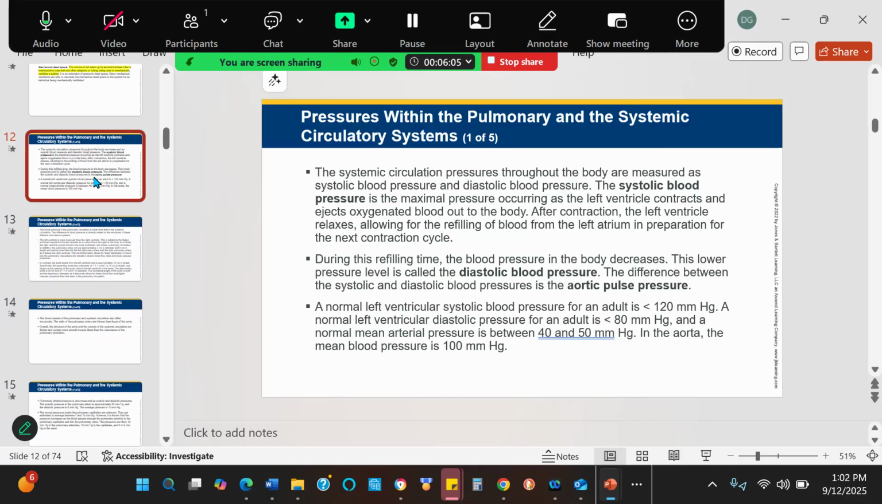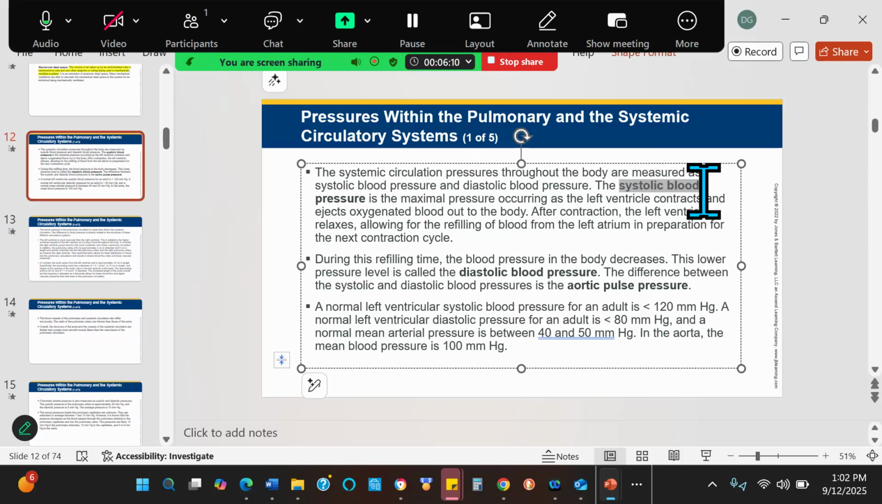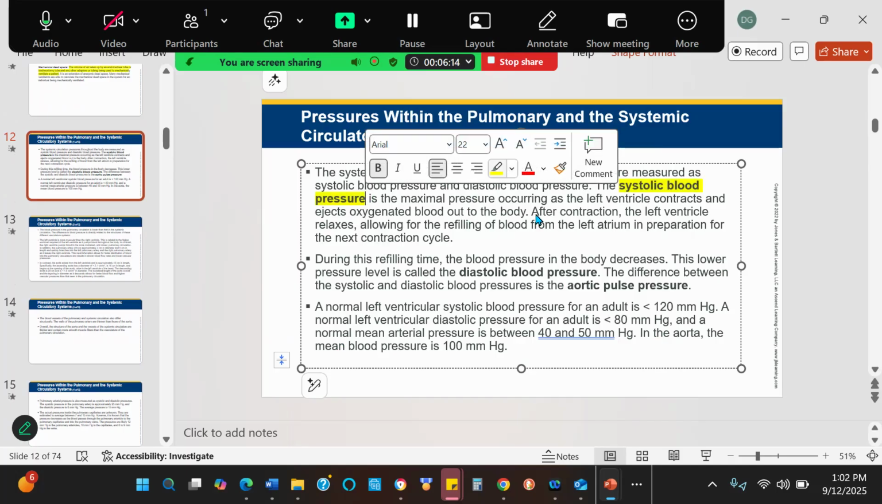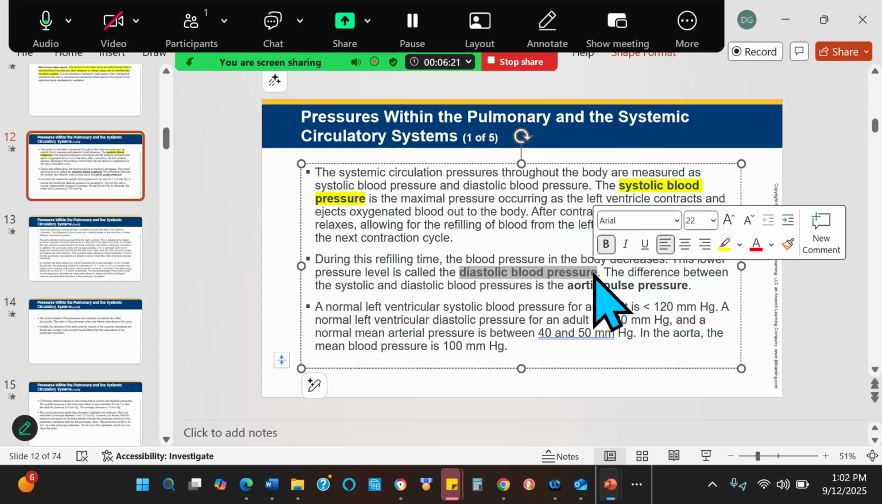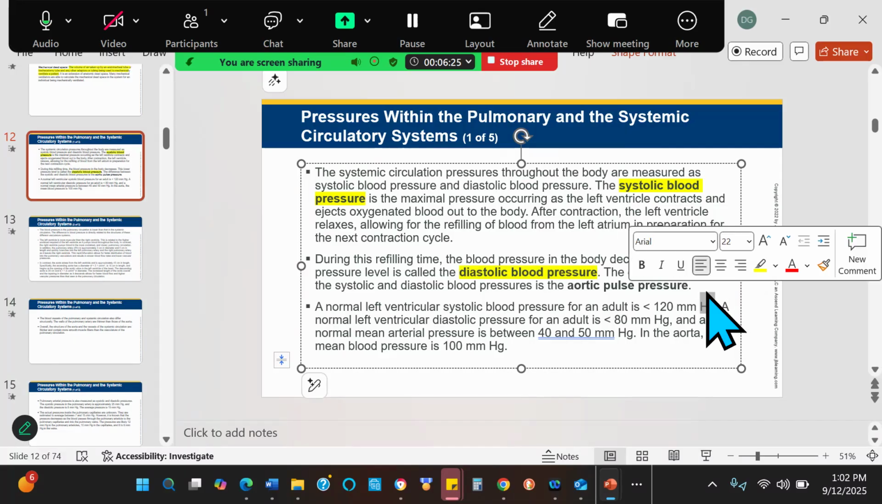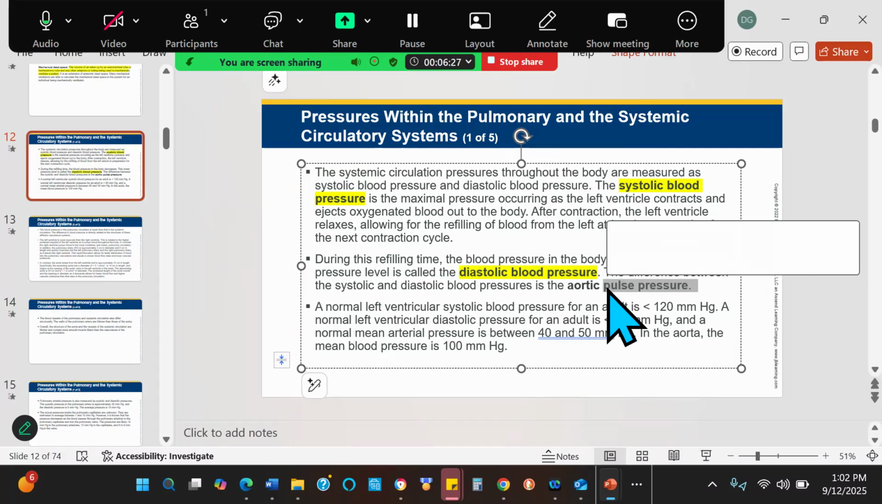All right, pressures within the pulmonary system. Systolic pressure, as you probably learned in a biology class, a science class, is the pressure when the heart pumps. It's the active pumping pressure. Diastolic pressure is the pressure when the heart relaxes. And the difference is called pulse pressure. That is a board exam question.